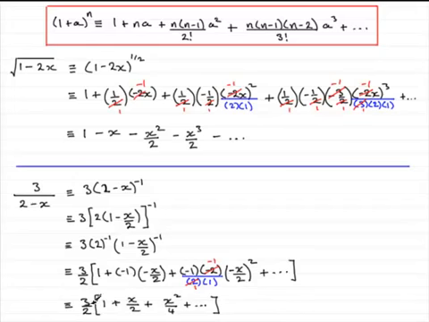So all we need to do now is just expand this out, and we end up with 3 over 2 plus 3x over 4, and then plus 3x squared over 8, and so on.